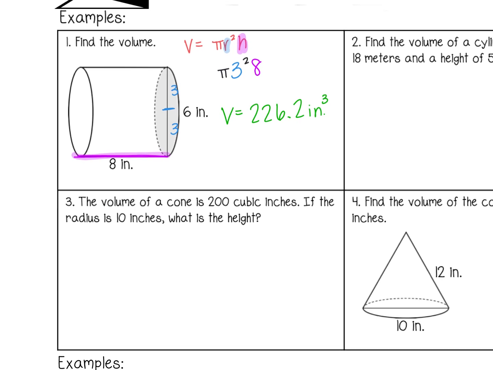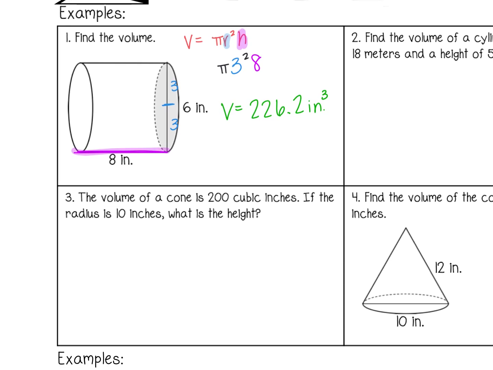All right, keyword for number 3 is what? It says the volume of a cone is 200 cubic inches. If the radius is 10 inches, what is the height? What shape am I working with? A cone. What's going to change for my formula for a cone? Good. I'm dividing it by 3.